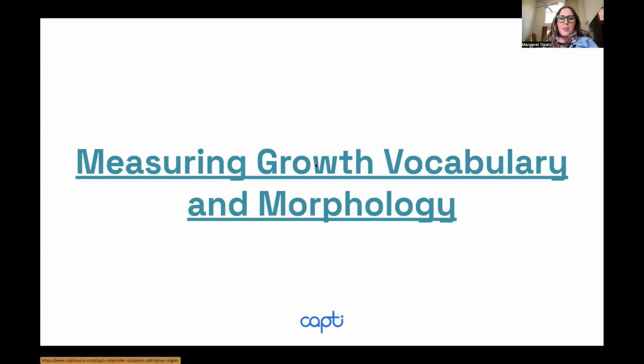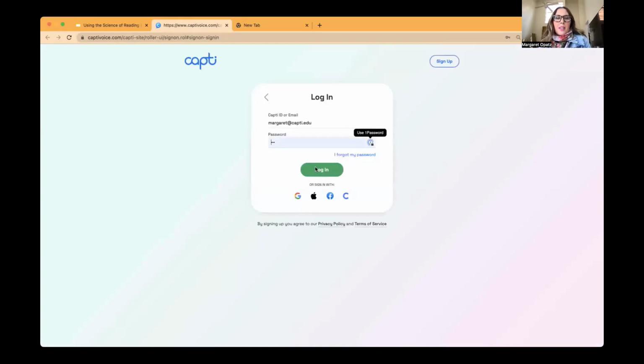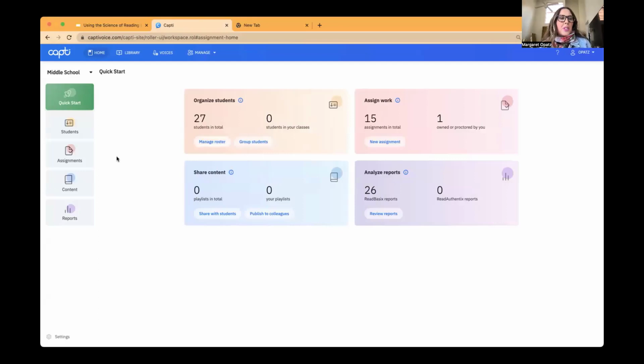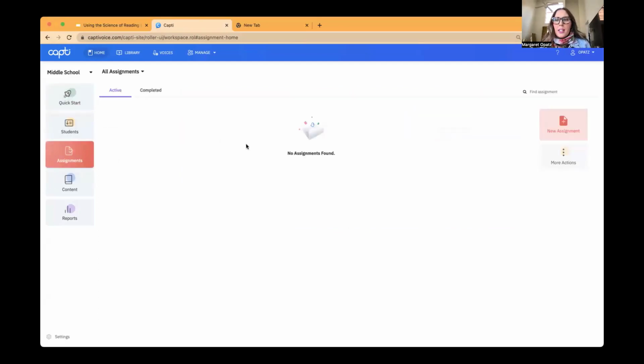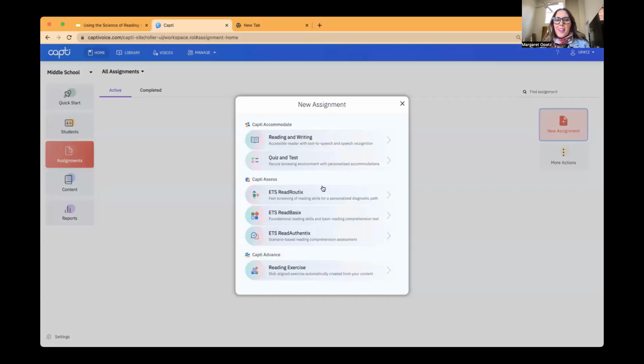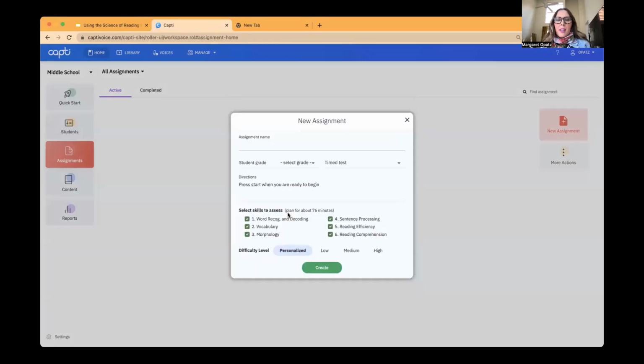Now I'm going to take you to Capti Assess's website to show you how we can use Capti Assess with Read Basics to measure vocabulary and morphology. I'm logging into Capti, going to assignments, and I'll create an assignment just to show you how easy that is. I've gone to a new assignment, and I'm going to go to Read Basics. I'll label this 7th grade ELA, and I'll select the grade level, grade 7.